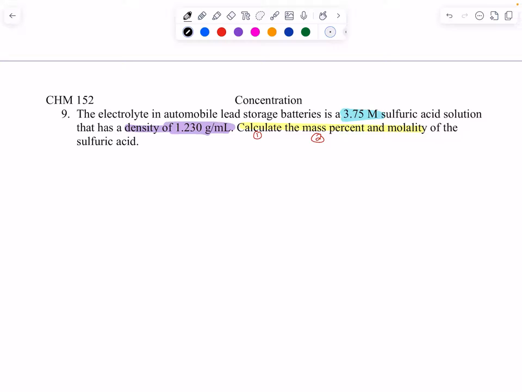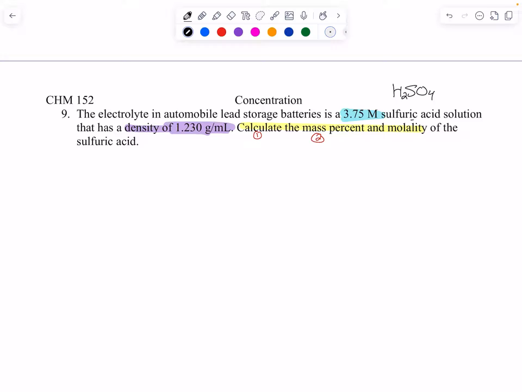Sulfuric acid, right? Sulfuric came from sulfate. Sulfate, SO4, that's 2 minus, right? Hopefully you remember sulfate is 2 minus. And so we got H2SO4.